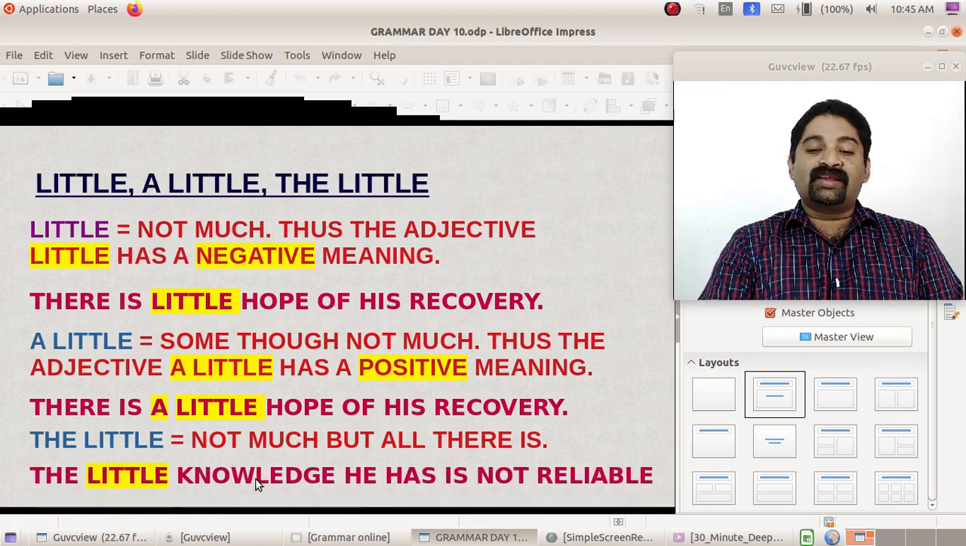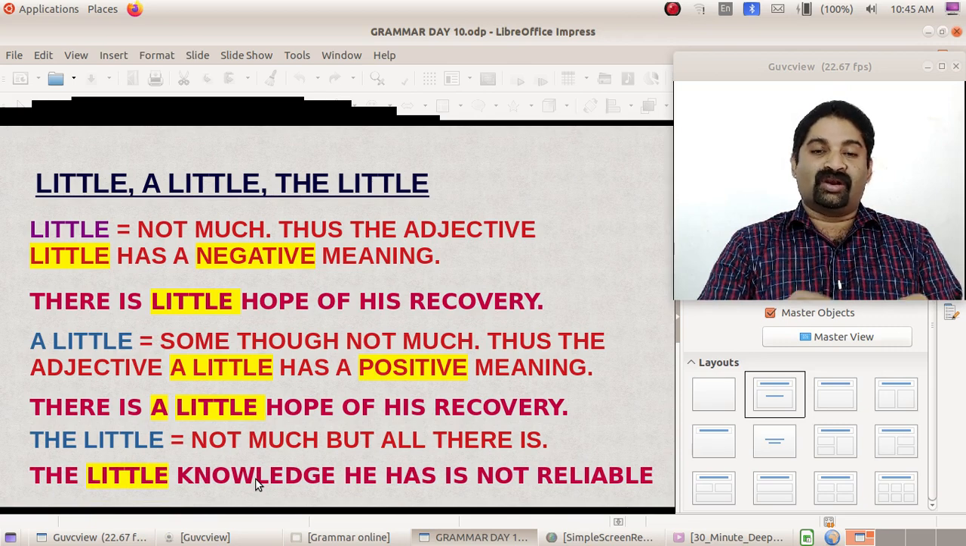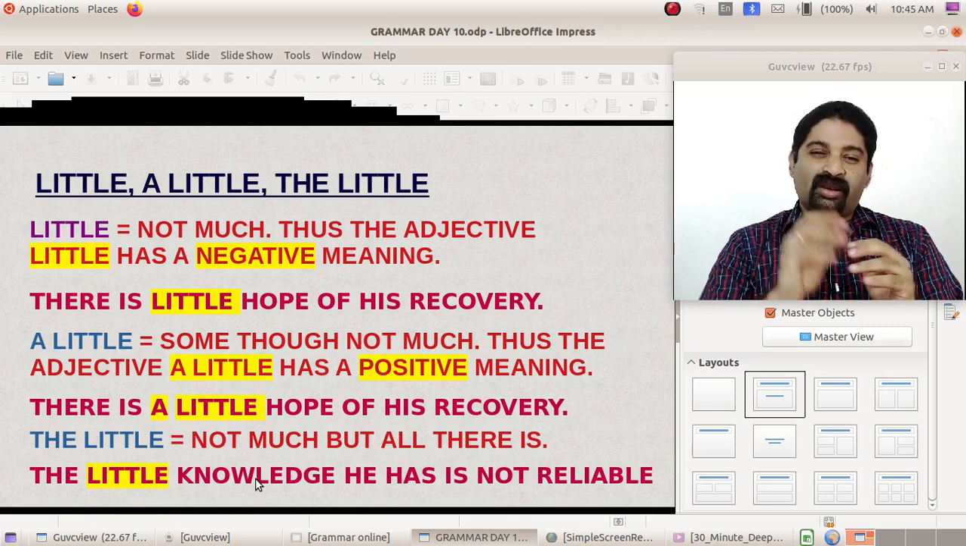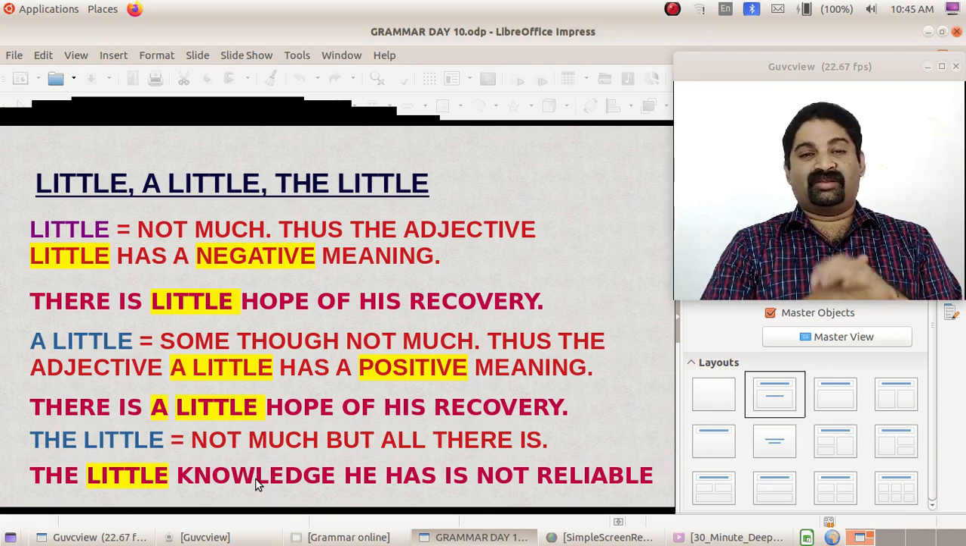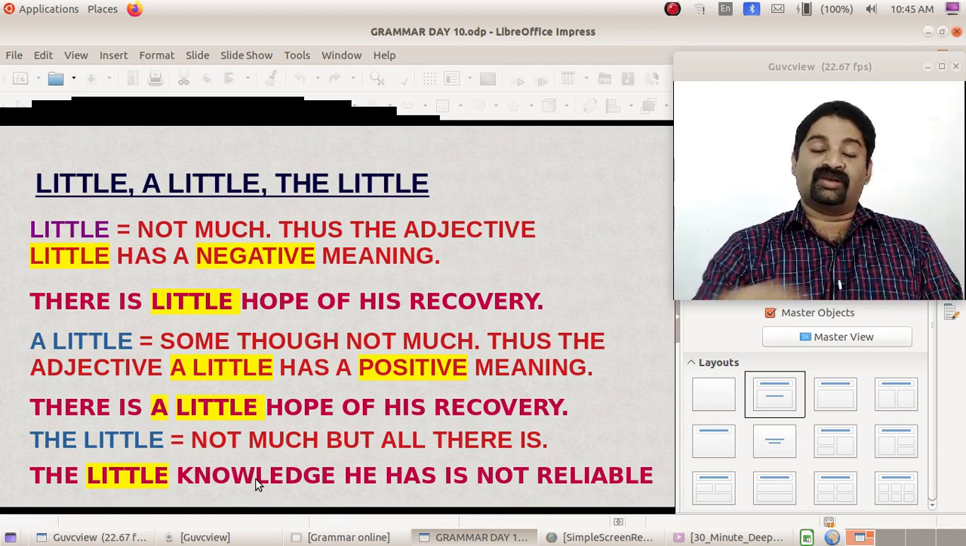The little knowledge he has is not reliable. The little knowledge, but that is not reliable. But the little knowledge, okay. So little, a little, the little.